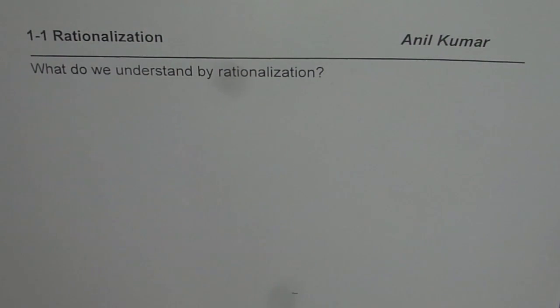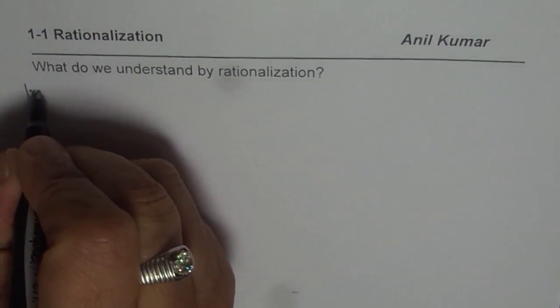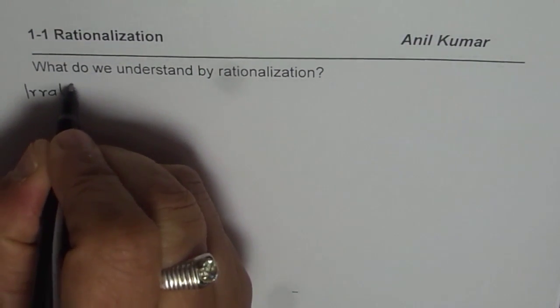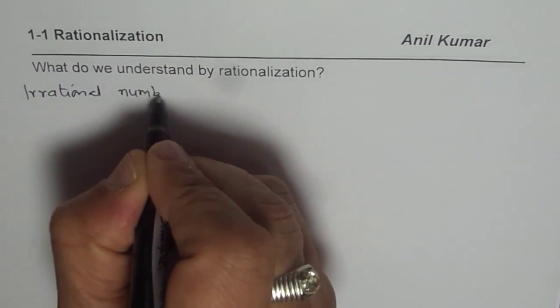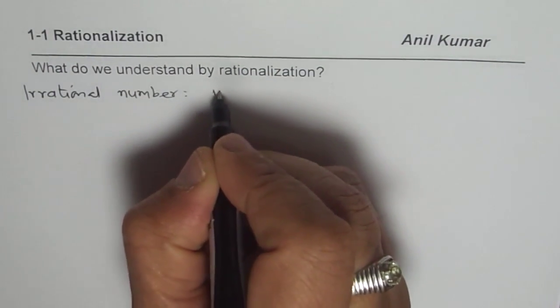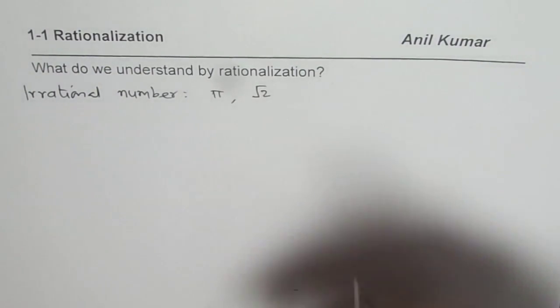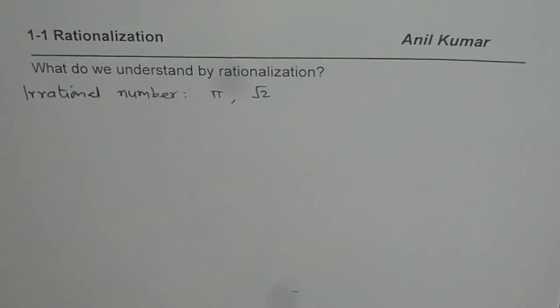So let's begin with numbers which are irrational, right? So can you tell me what are irrational numbers? You are familiar with a few like pi, square root 2 and all these numbers, and they keep coming up in most of your examples. And we should know how to work with these numbers, and that is why rationalization becomes kind of important for us.